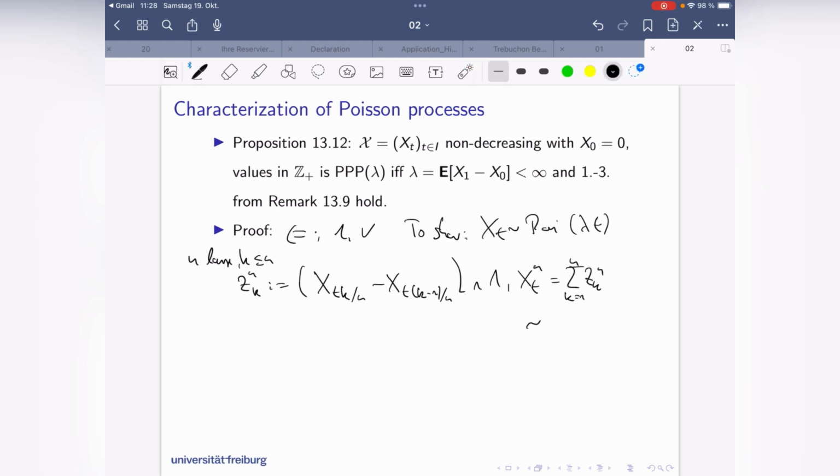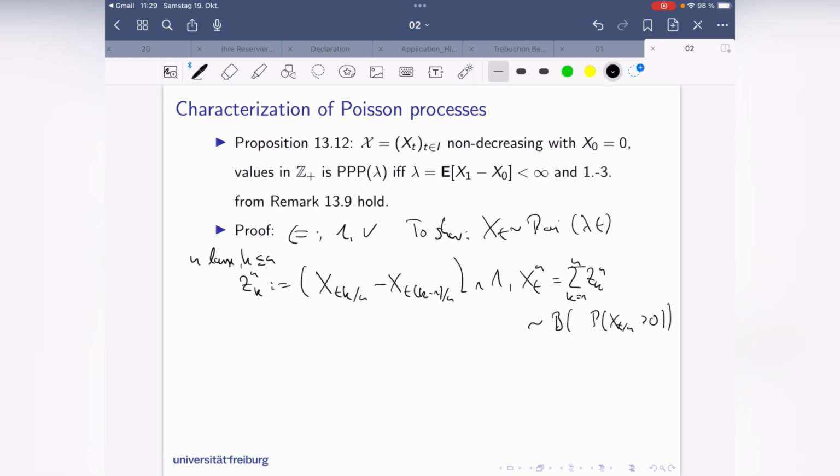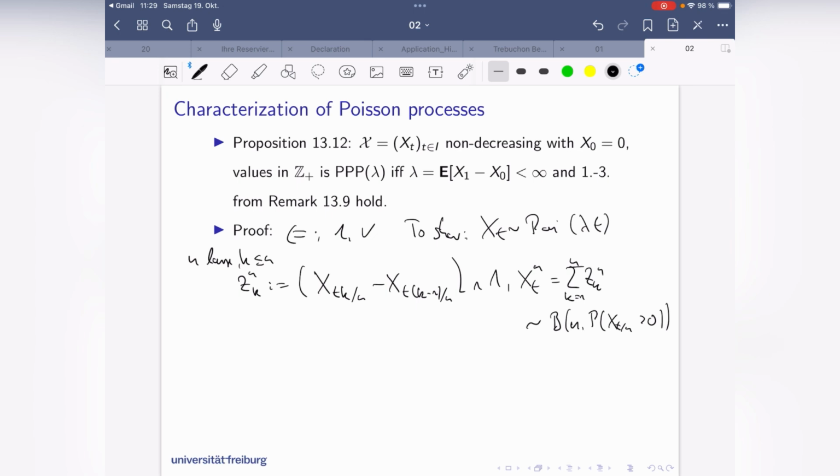And that means the xt to n is binomially distributed with parameter n and probability that xt divided by n is bigger than 0, like this. So that should be an n here. And we are just going to use the usual approximation of the binomial by the Poisson distribution, because we have to show that something is Poisson.